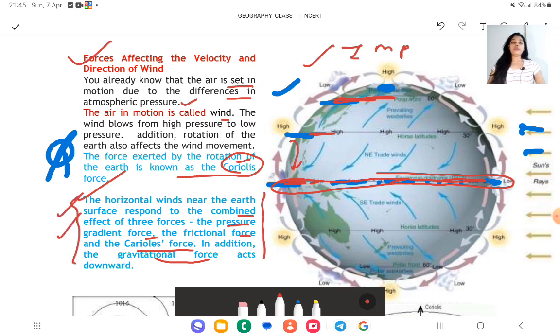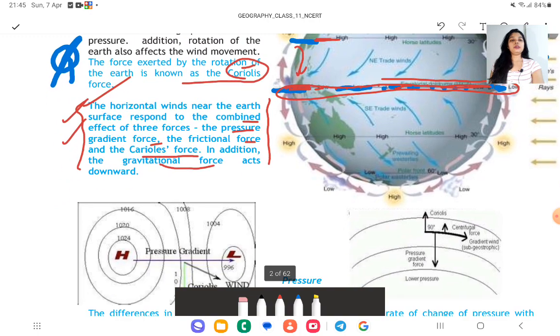Whenever there is a horizontal wind moving from one place to another, there are four forces acting upon it. These forces are the pressure gradient. What is your pressure gradient? High pressure, low pressure. Then the frictional force, Coriolis force because of the rotation of the earth, and the gravitational force of the earth. So till here I think everything is clear. We'll go further.